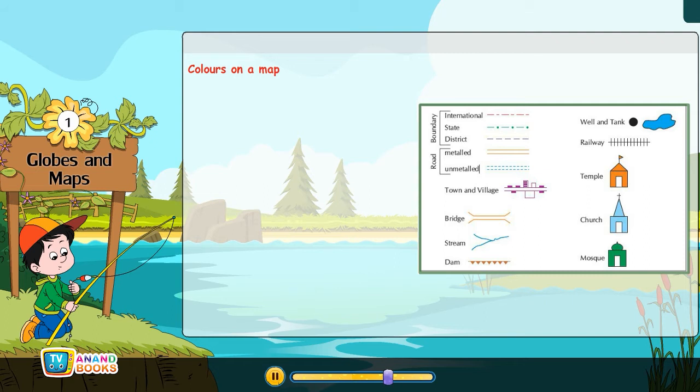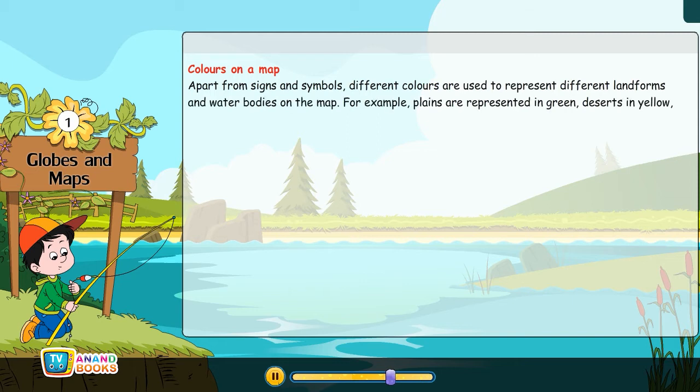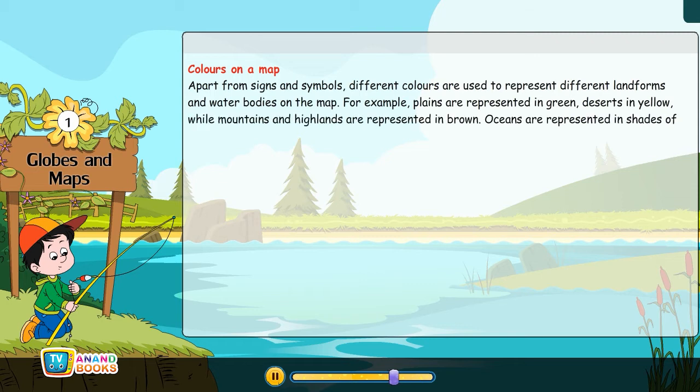Colors on a map. Apart from signs and symbols, different colors are used to represent different landforms and water bodies on the map. For example, plains are represented in green, deserts in yellow, while mountains and highlands are represented in brown. Oceans are represented in shades of blue.